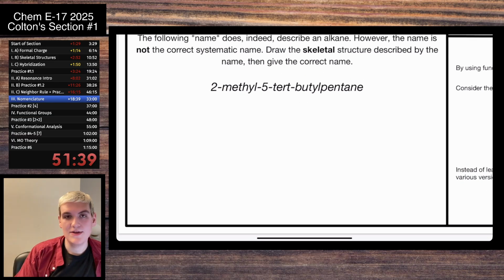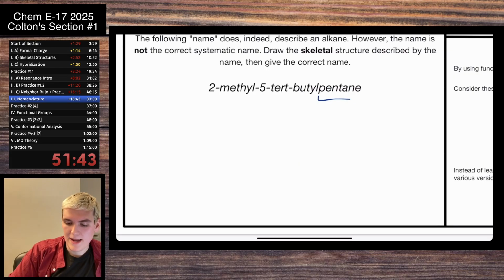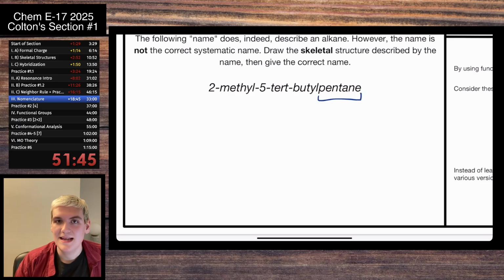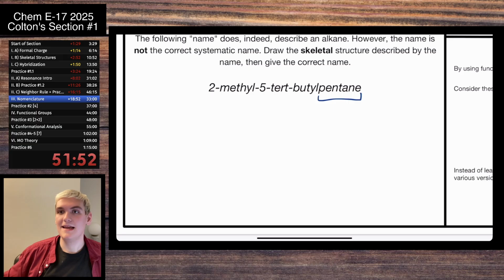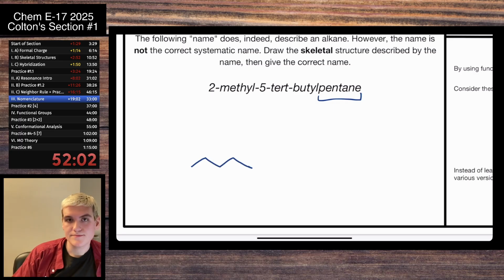So if we are given a name and we're trying to draw it, the first thing we do is look for our parent chain ending here. And here we have pentane. Once we get past butyl, 4 carbons, 5, 6, 7, 8, 9, it follows predictable patterns of pentane, hexane, heptane, these prefixes that you've seen in other contexts. So pentane, we have 5 carbons, 1, 2, 3, 4, 5. And since I'm drawing, I'm just going to start numbering this way. 1, 2, 3, 4, 5.